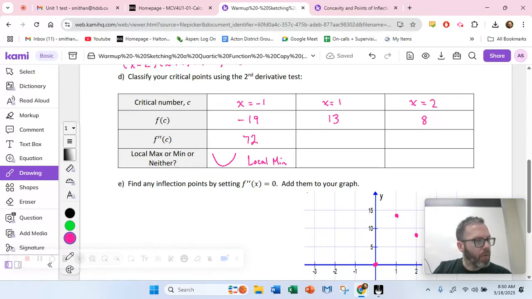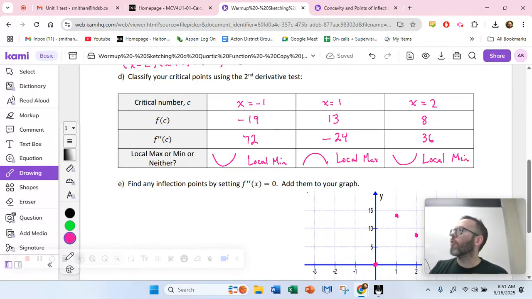At 1, we would have 36 minus 60, so minus 24, which means it's concave down, which means a local max. And then at 2, too early for that multiplication. 144 minus 96 minus 12, 36. So from left to right, the critical points, I got local min, local max, local min. Do you guys get that too?